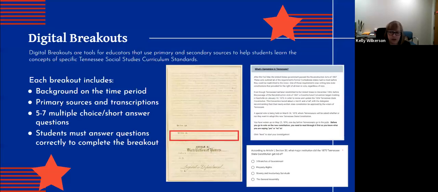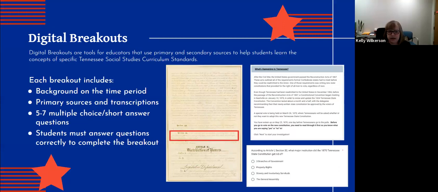All right, so what we've done is create some curriculum products for you all to hopefully use in your classroom. If you're familiar with our digital breakouts, I hope you will be excited to know that we've had a breakout for the 1834 Constitution for a couple of years now. We have also created one for 1796 and 1870. Digital breakouts are essentially tools for educators that use primary and secondary sources to help students learn the concepts of specific Tennessee social studies curriculum standards.